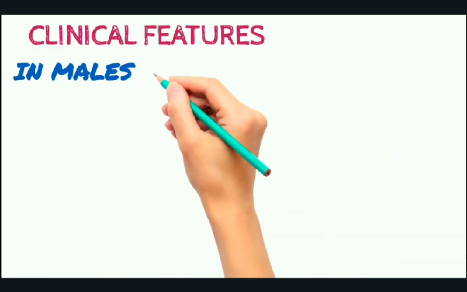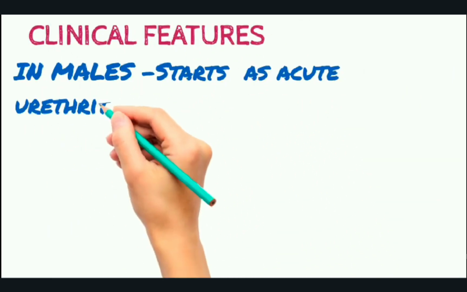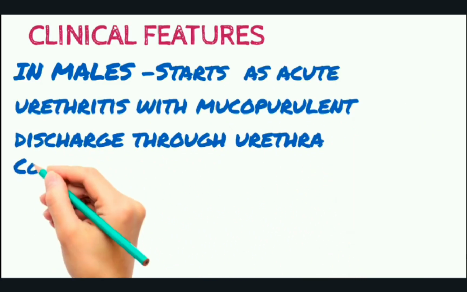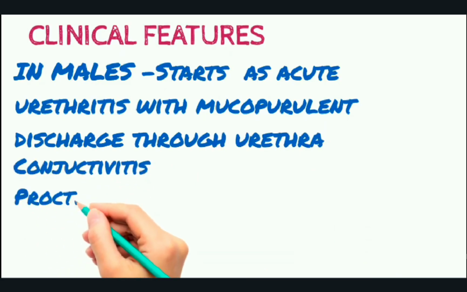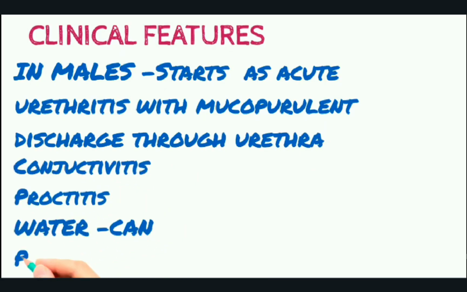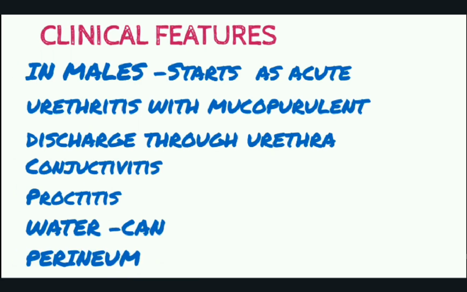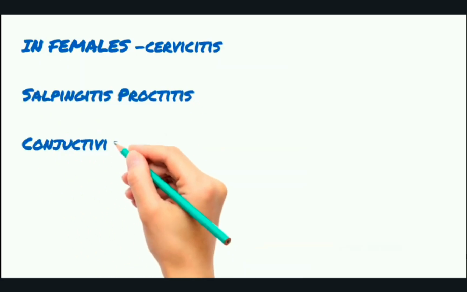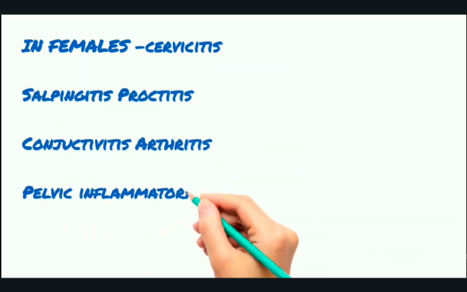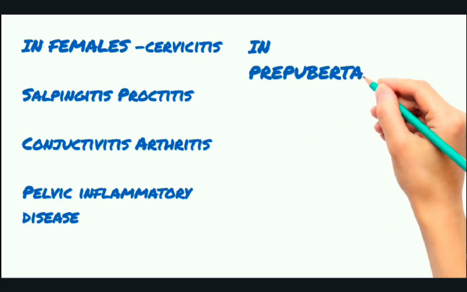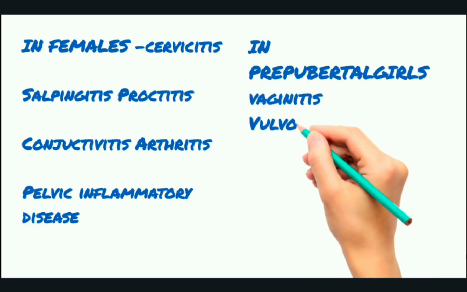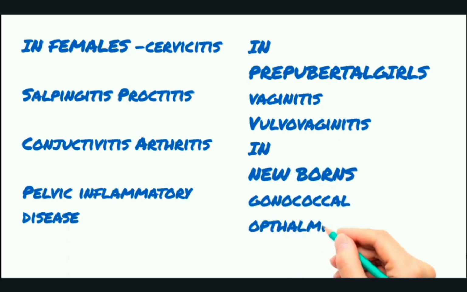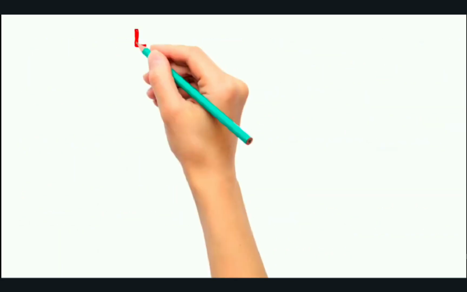Let's start with the clinical features. In males, it starts as an acute urethritis with mucopurulent discharge through the urethra, also conjunctivitis, proctitis, and perineal involvement. In females, cervicitis, salpingitis, proctitis, conjunctivitis, arthritis, and pelvic inflammatory disease. In prepubertal girls, vaginitis, vulvovaginitis. In newborn babies, gonococcal ophthalmia.